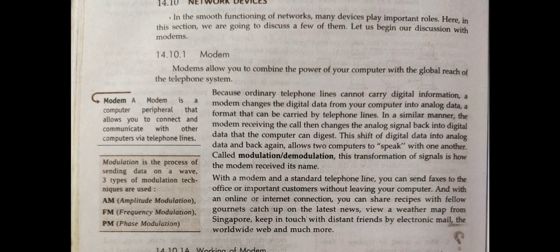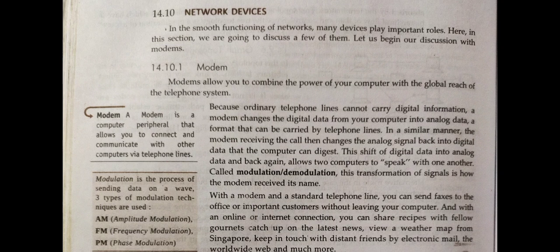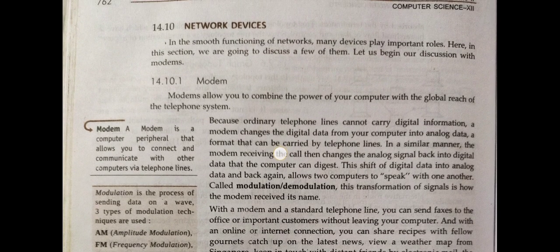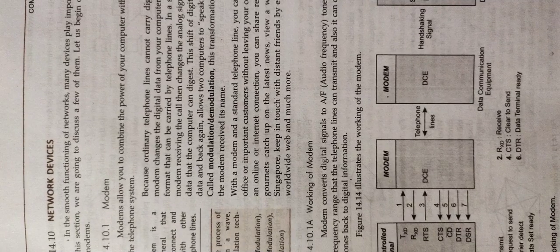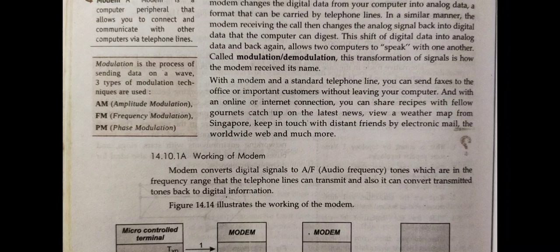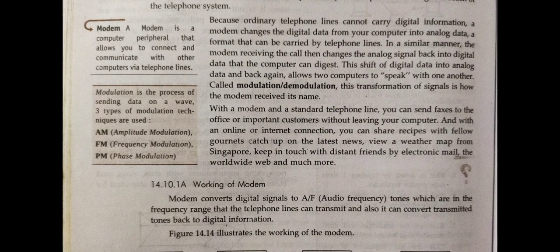So what is the function? Modulation means converting. The signals are of two types actually. Whenever the network is connected, the signals are sent in two types: one is analog and another one is digital. In analog, the signal comes in waves, and in digital the signals come in zeros and ones.